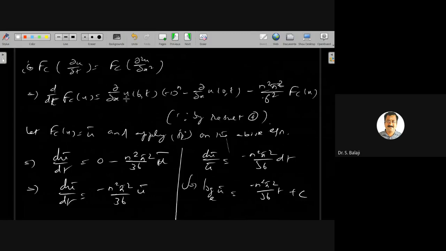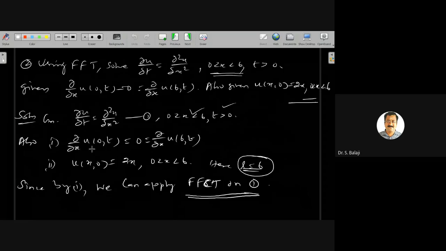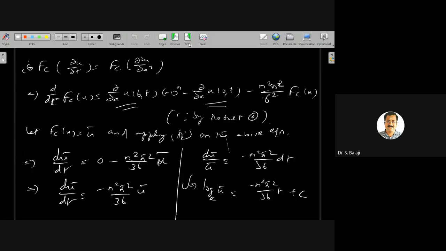Already this is given as 0. ∂u/∂x of u(6, t) is 0, ∂u/∂x of u(0, t) is 0. Both things are 0 given here. Temperature gradient is also 0, that is given here. So let us take FC of u as u bar, and apply subdivision number 1 and the above equation. This is 0 and this is also 0.